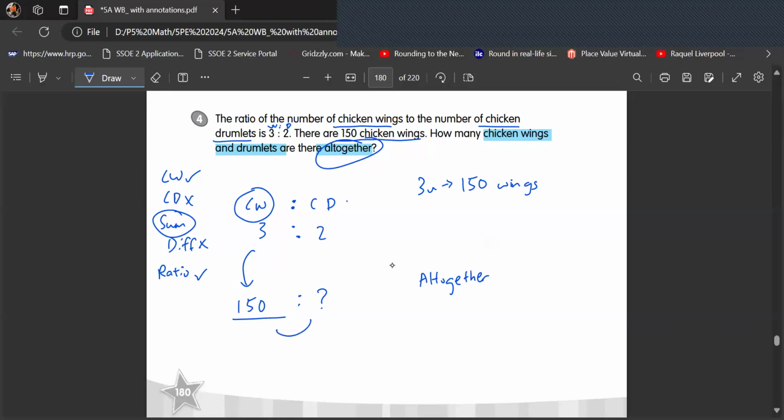Previously in the previous set, we also talked about the sum. So if it's a sum, how many units is that? 5 units. So altogether supposed to be 5 units. So this is the sum.